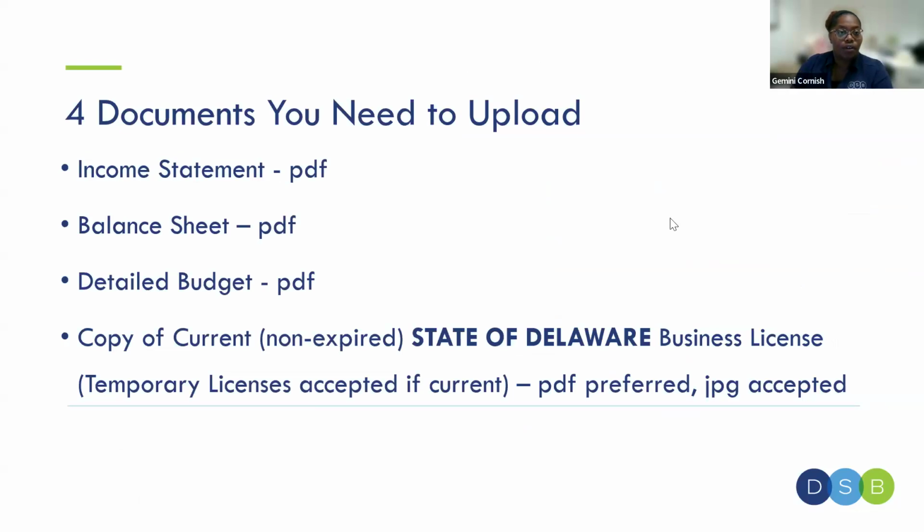Here are 4 documents that you will need to upload: the income statement, the balance sheet, a detailed budget. All must be in PDF form. Also, a copy of the current, not expired State of Delaware business license, temporary license accepted if current, PDF preferred, JPG accepted also.